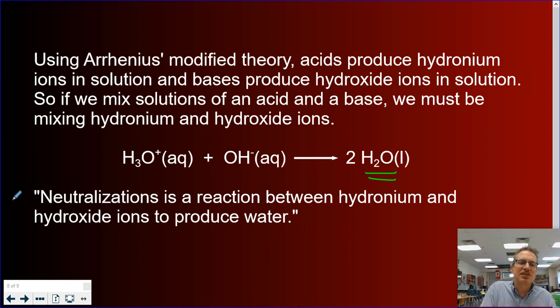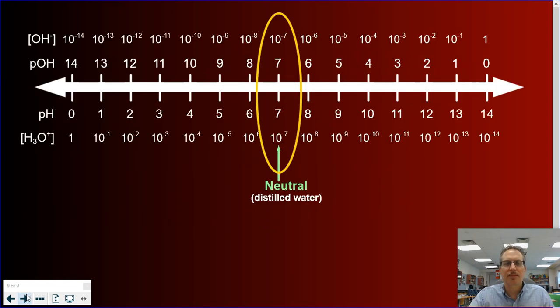And that's what gives us this new definition of neutralization. It's a reaction between hydronium and hydroxide ions that allow us to produce water. And I want us to remind ourselves that, remember, distilled water would be right here at a pH of 7 or a pOH of 7. The concentration of hydroxide, the concentration of hydronium, they are the same because this is neutral. I hope that helped clear up the revised definitions of acids and bases, especially for those more complicated examples.